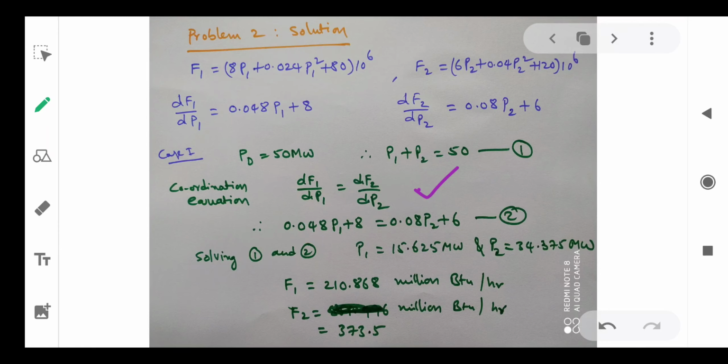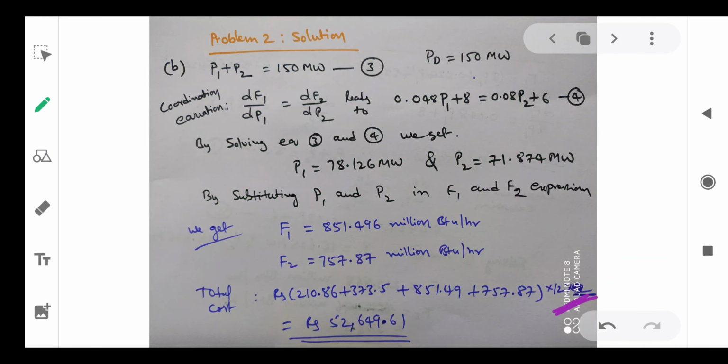By using the first equation, PD 50, therefore P1 plus P2 50. dF1 by dP1 equal to dF2 by dP2, equation 1 and 2. By solving 1 and 2, you can obtain P1 and P2 respectively. By substituting P1 and P2, you can obtain F1 and F2 respectively. In the second case, PD 150, P1 plus P2 equal to 150, you can use P1 dash, P2 dash, F1 dash, F2 dash. And by using these expressions, similarly, you can obtain P1 dash and P2 dash, F1 dash and F2 dash.